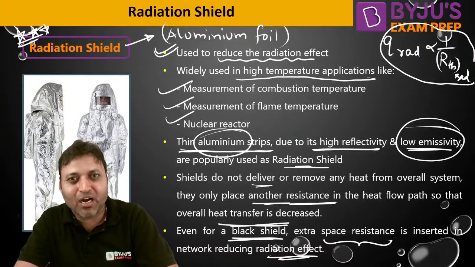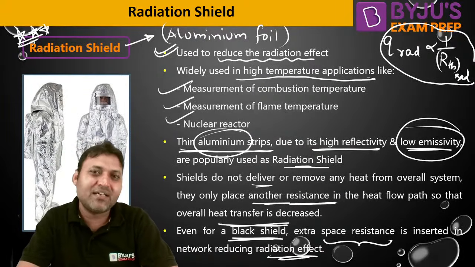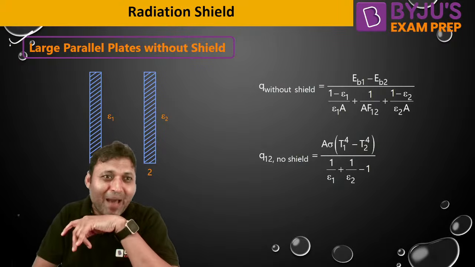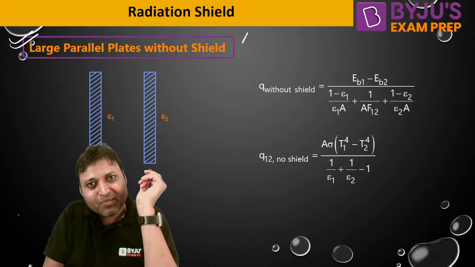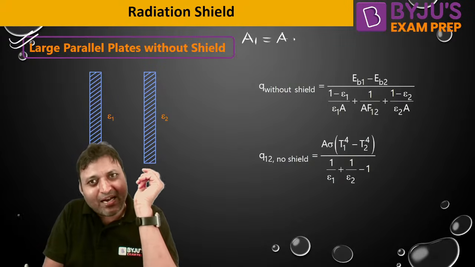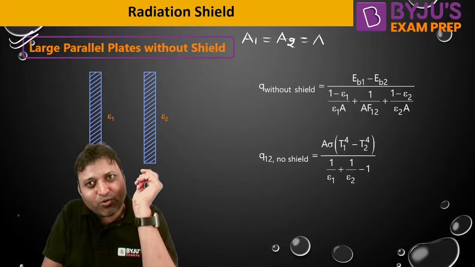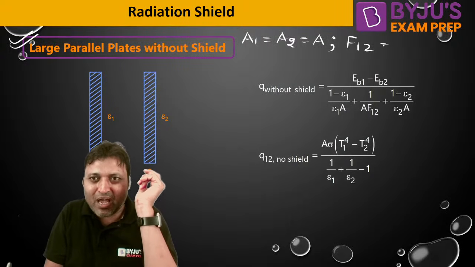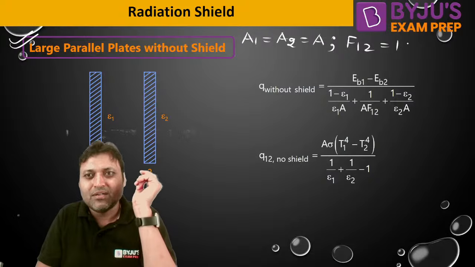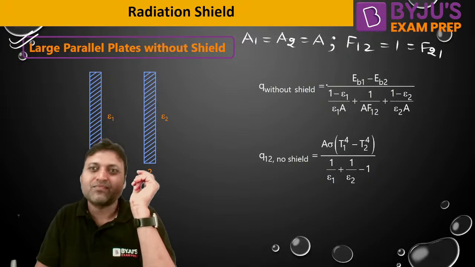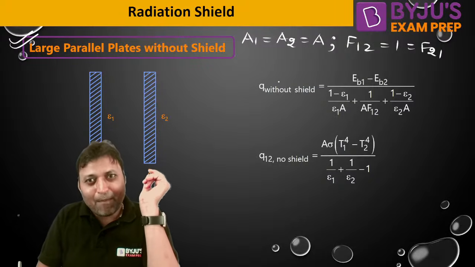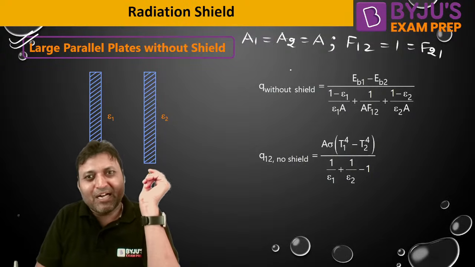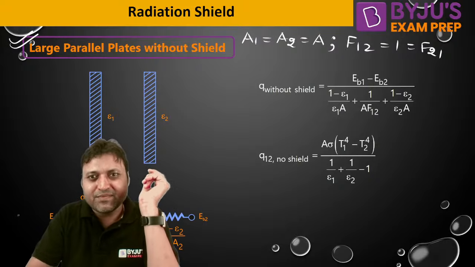So let us talk about the analysis part now. We have already talked about the large parallel plates without shield. When the plates are very large, A1 is equal to A2 is equal to A, and they can be considered as an enclosure. So F1-2 is equal to 1, that is equal to F2-1. So if we apply that concept for large parallel plates without shield, this is the expression.